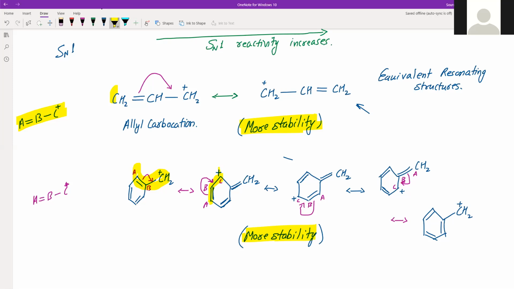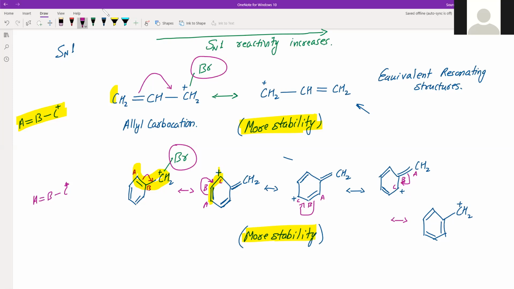So there must have been some, say, Br attached here, or here some Br attached with this carbon. So when this Br goes, there will be a positive charge here. Right. So the question is why this Br will go.